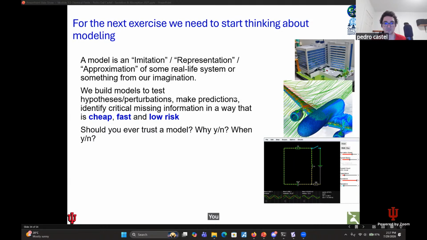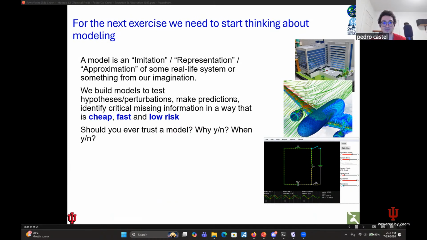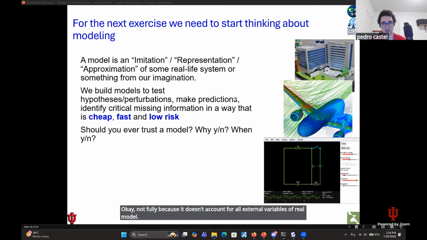You can trust a model if it's validated. Yes, if it can replicate the experimental data with the right inputs. It depends on how well it has been parameterized or constructed. All models are bad, but some are useful. Yes, maybe, after validating with experimental values. Not fully, because it doesn't account for all the external variables of a real system.